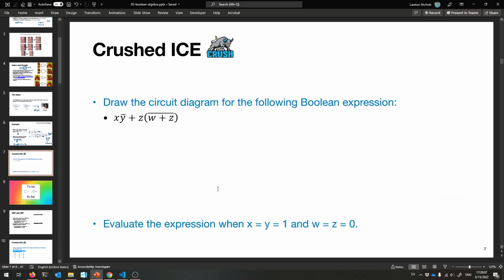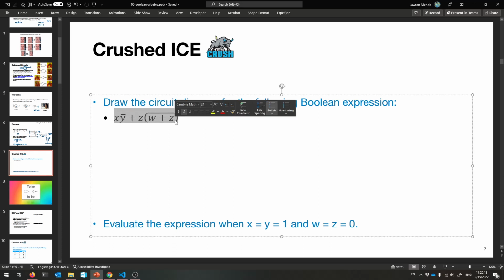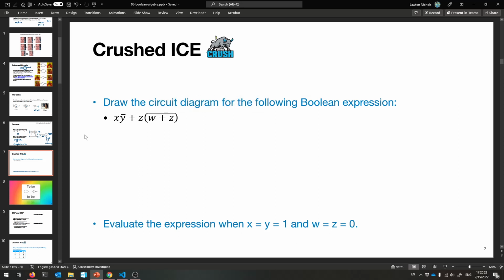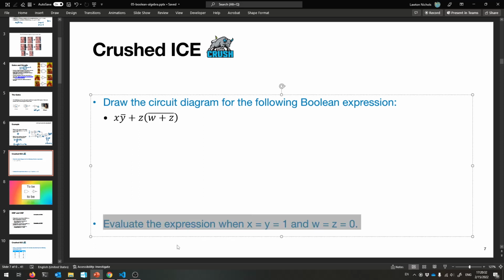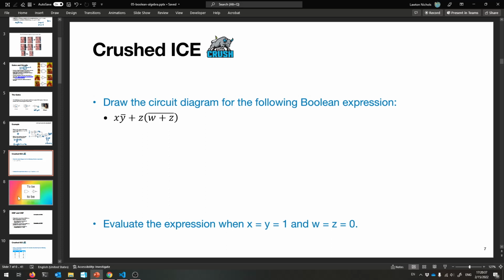Okay, now it's your turn to try. So try and draw the circuit diagram for this Boolean expression, and watch out for this complement. This is taking the complement of W plus Z, okay? Complement after doing this. It's not complement W plus complement Z. That complement's going over the whole thing, okay? So just notice that, and that will help you do it. And then also evaluate when X and Y are 1 and W and Z are 0.